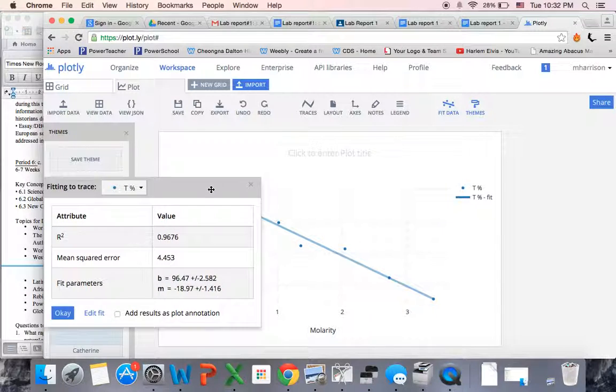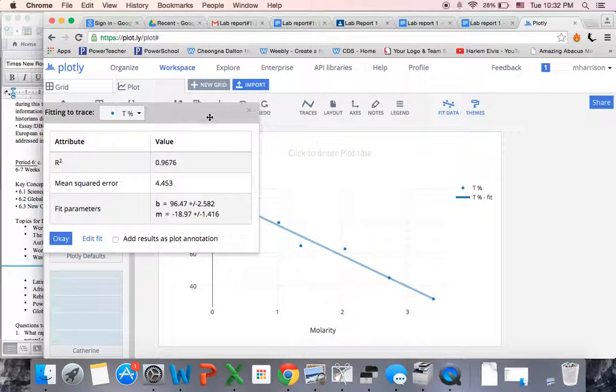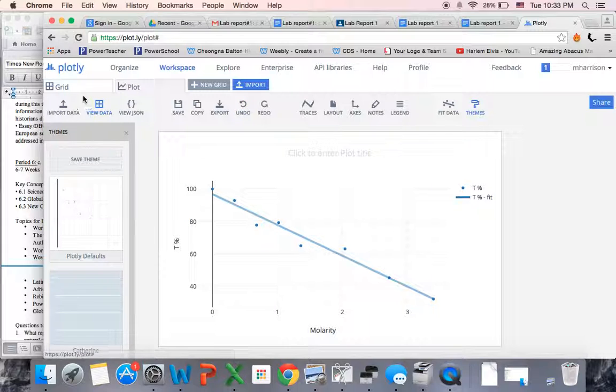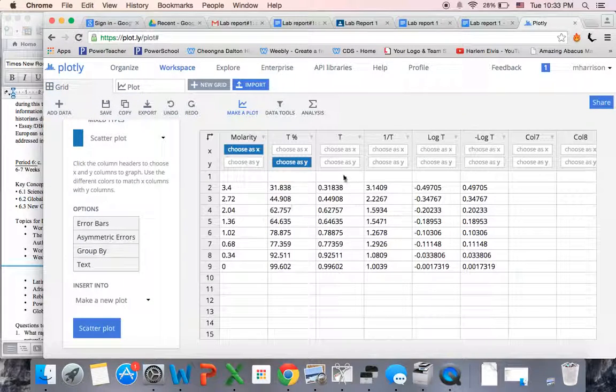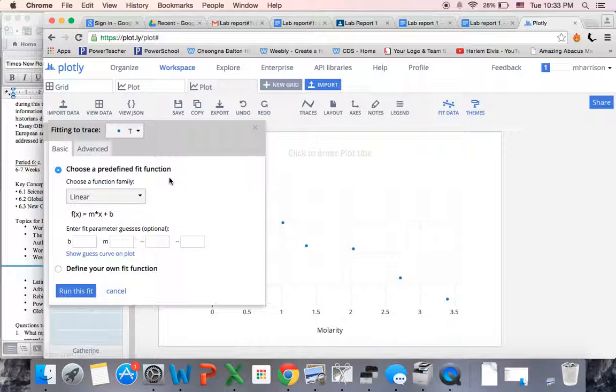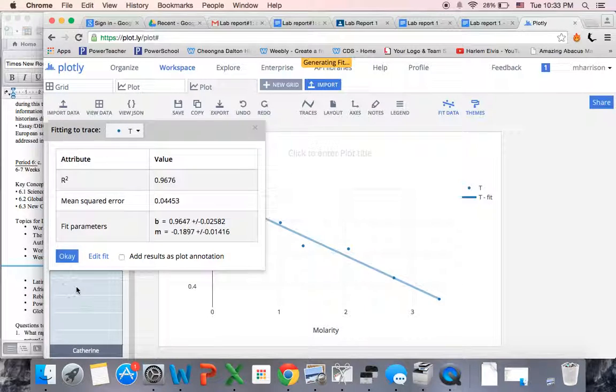So it's reasonably linear. But how we determine how linear it is, is by looking at the mean squared error. Now the mean squared error here is 4.453. So this is okay. We're going to okay this and close out of that. We'll go back to our grid now, and we want to look at it as a decimal. So we do the same again. We fit our data, fit to the trace, and run this as the fit, and we get a new value.